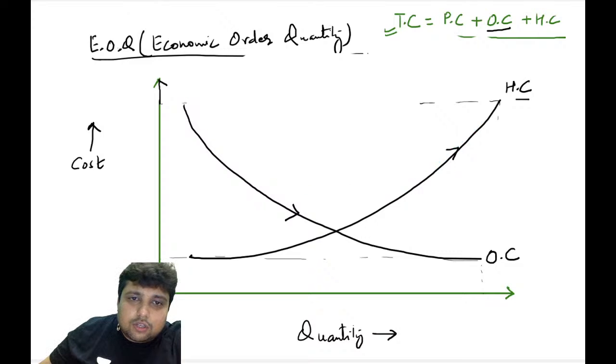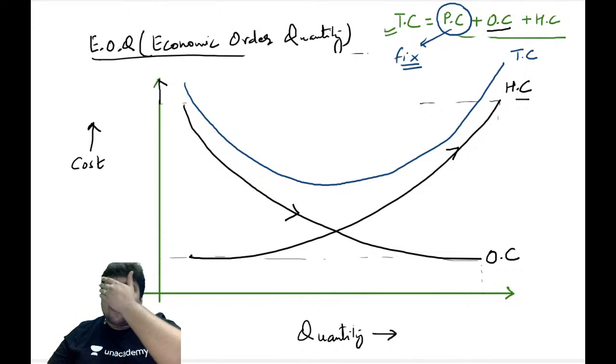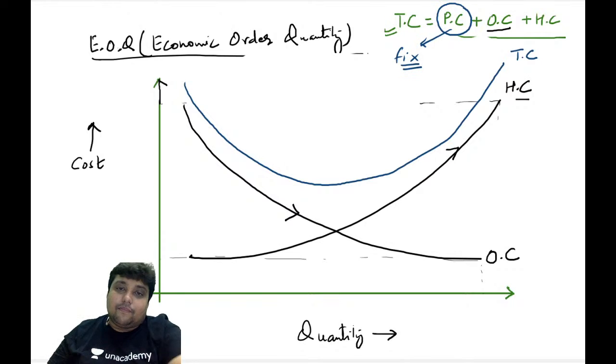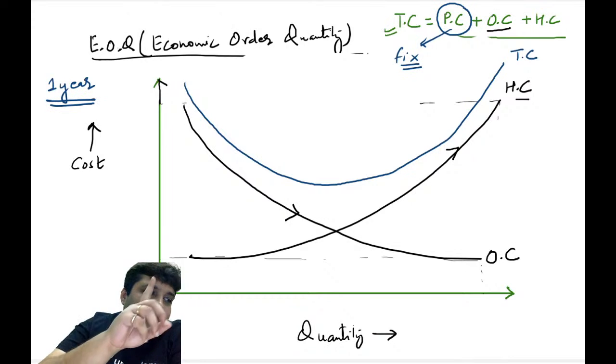The total cost graph will go something like this. This is the graph of total cost. Remember, I didn't draw purchase cost. Why? Because this is the fixed part. I know how much quantity I will order, whatever quantity I will order in 1 year time. Let's say I fix a time period of 1 year. Okay.